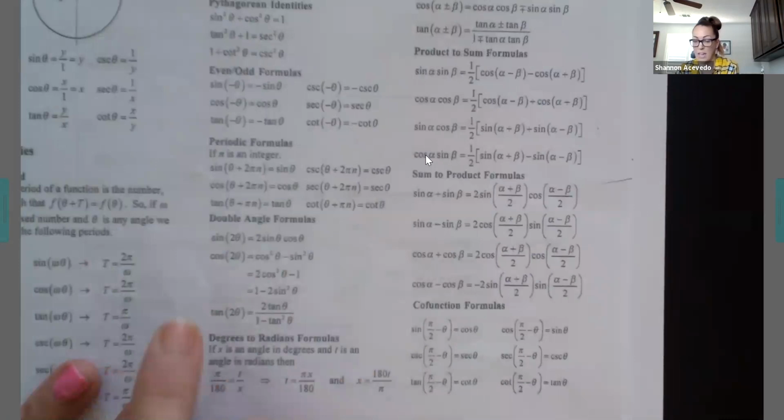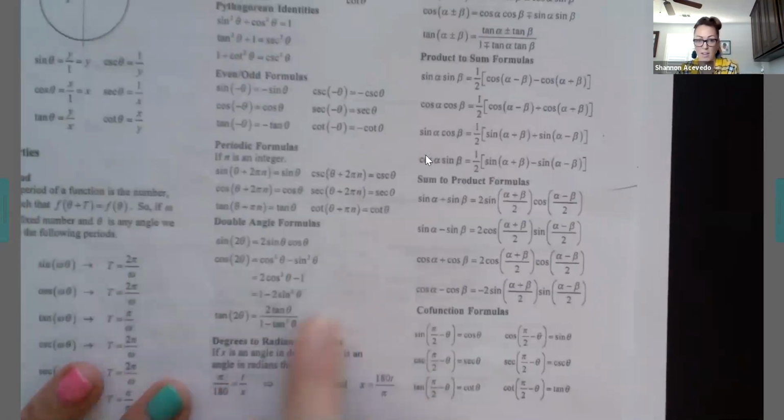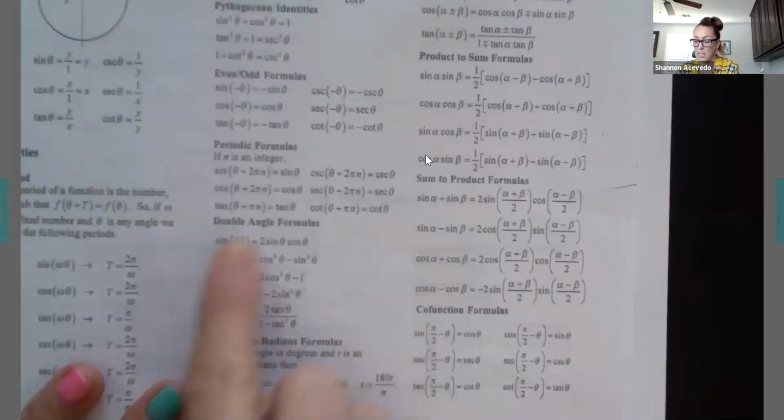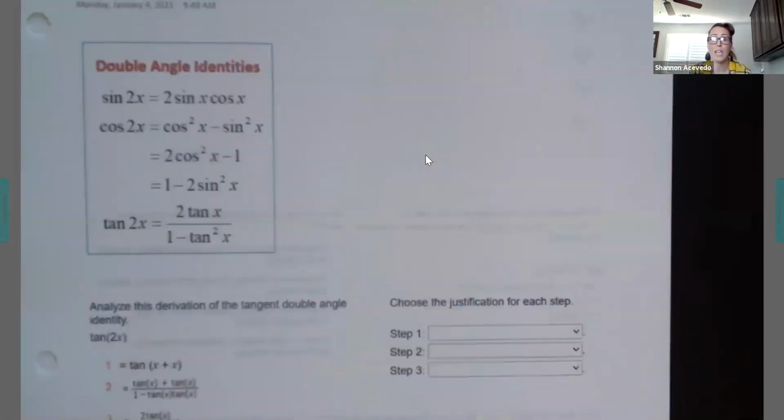So they're all right here. They're going to be right here, so you guys can see them. These are exactly the same as what I have right here. I have these with x's, the thetas on your paper. That's the same thing. Use whatever variable you like. So let's go ahead and hop into today's lesson.